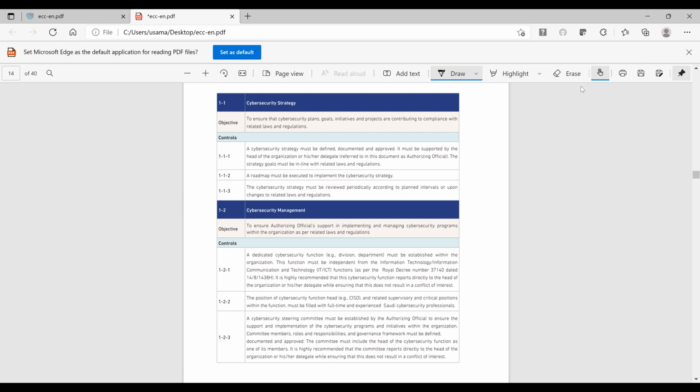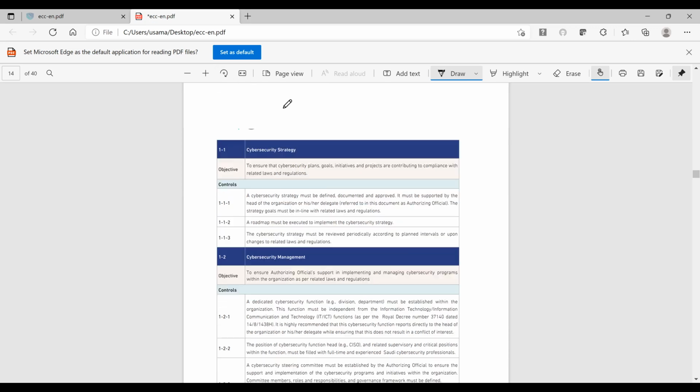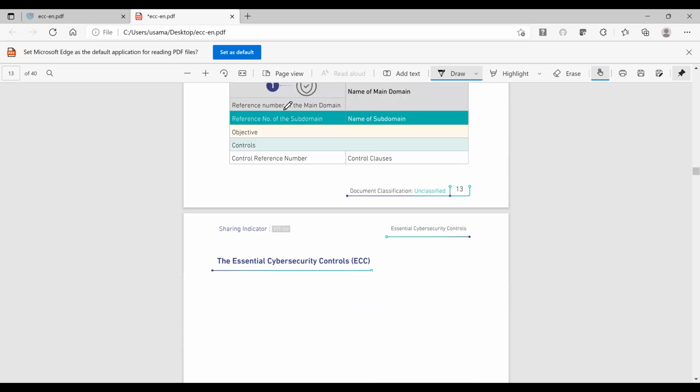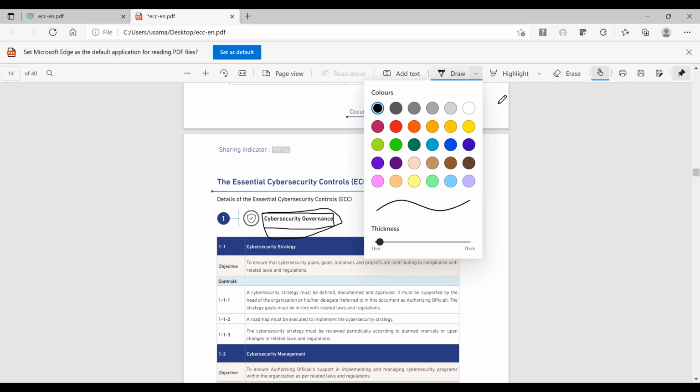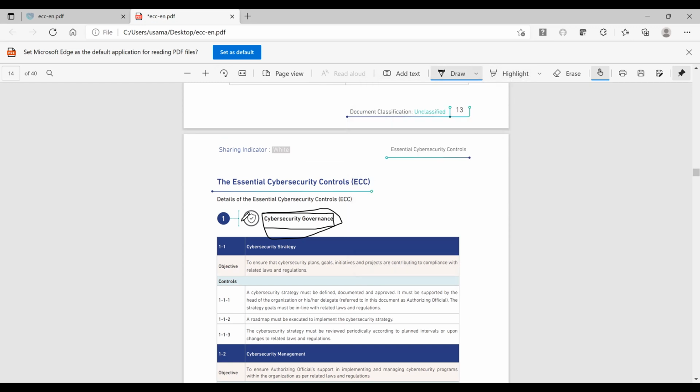Okay, well, let's go to the first domain, cybersecurity strategy, and this, as we mentioned, is related to the first domain, the governance. Here, look, this is the domain number. This is the domain. And then you will find the number 1. As you can see here, this number 1, and here the cybersecurity governance.